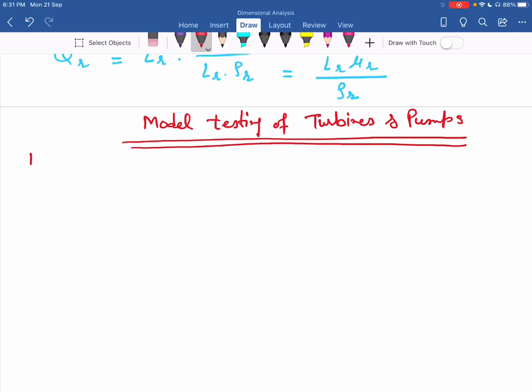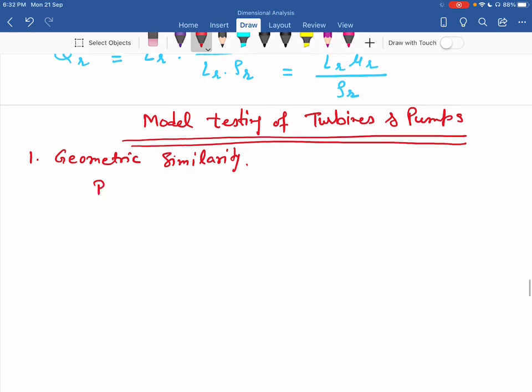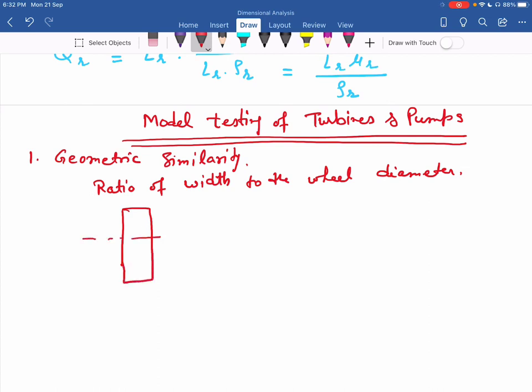Now, geometric similarity is ensured by keeping the ratio of various dimensions in the model and the prototype constant. For example, the ratio of width to the wheel diameter. If this is the runner of the prototype and this is the runner of the model, this is the diameter D and this is the width B.